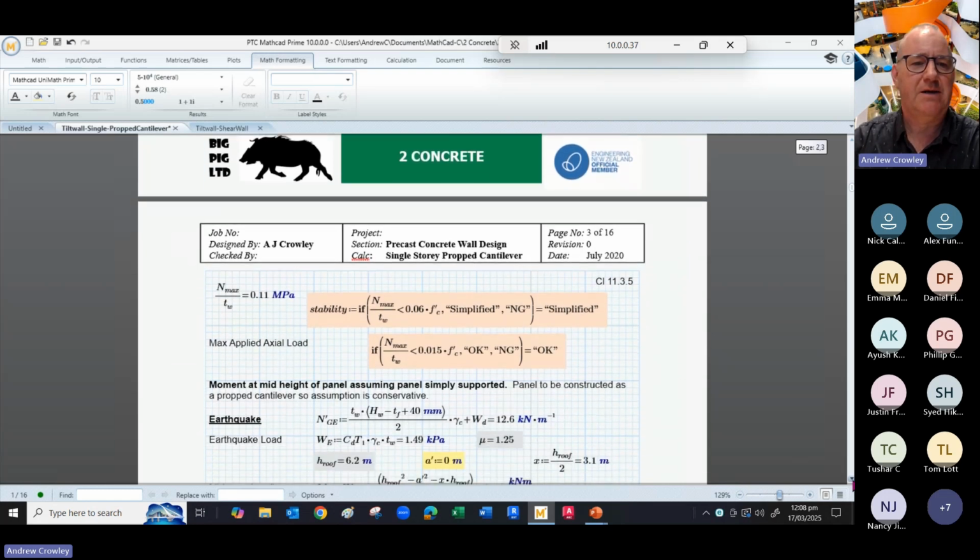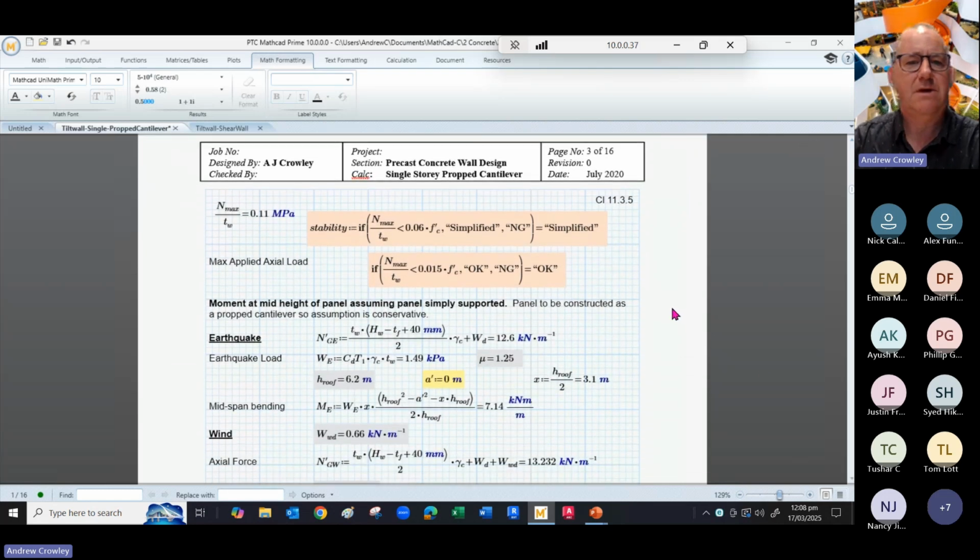We do a quick check on whether the system is stable. Have we got high axial loads? And we can calculate what the maximum applied load is and compare it with the limit. They're talking about a limit of 0.015 f'c. We're much lower than that, so we can say we can use a simplified analysis and carry on.